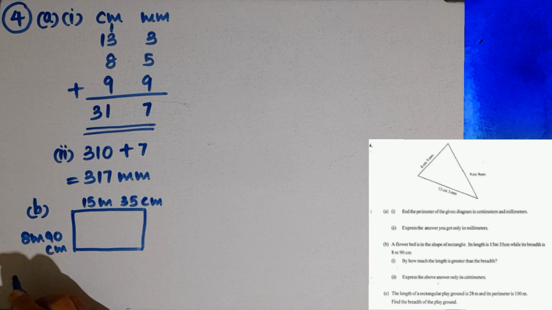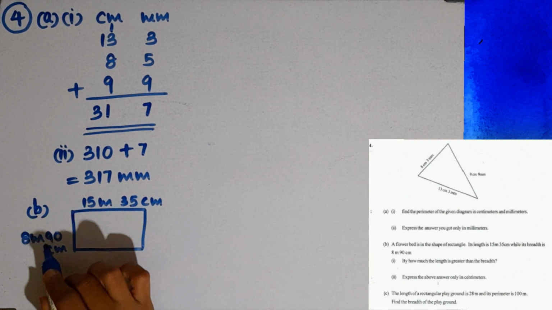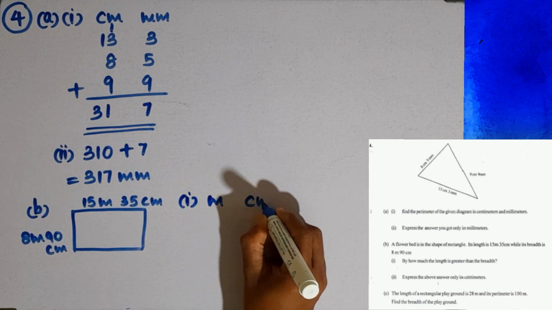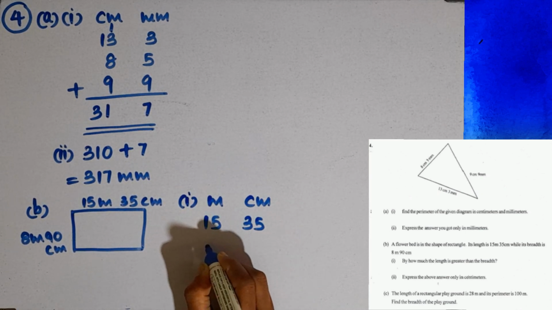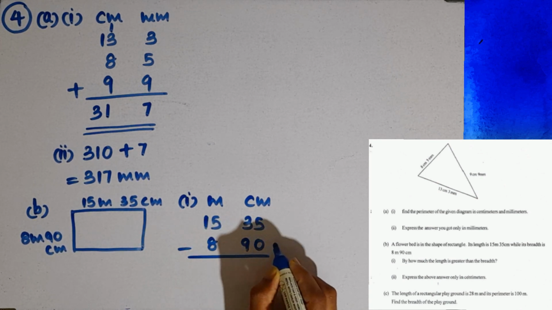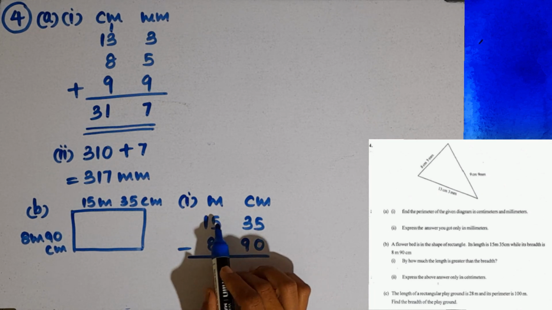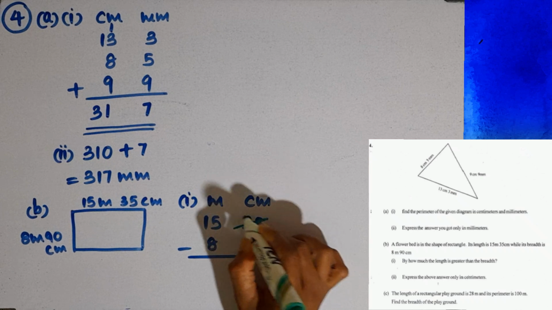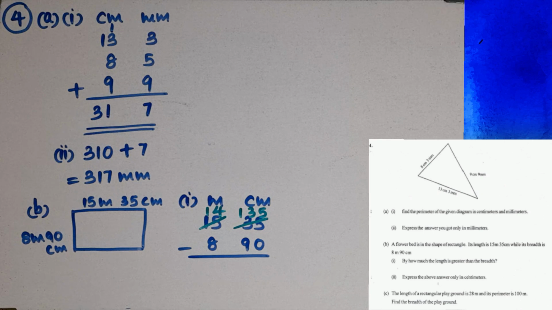So first part, by how much is the length greater than the breadth? We have to take the difference between length and breadth. First part, meters, centimeters. 15 meters 35 centimeters, subtract 8 meters 90 centimeters. We can't subtract 90 from 35, so take 1 meter to this side, then it becomes 135 here. The remaining is 14 now.